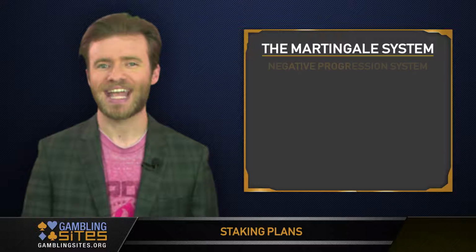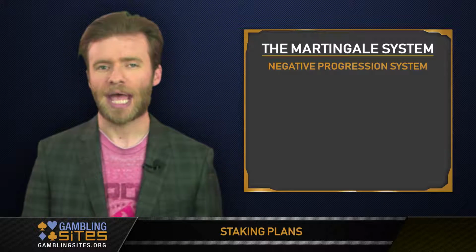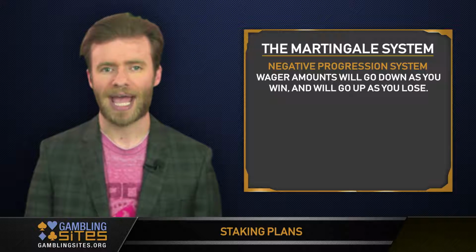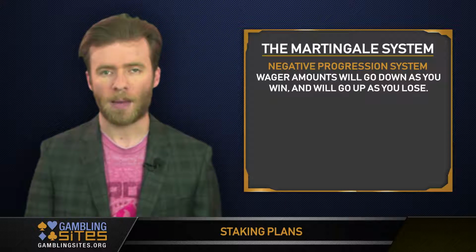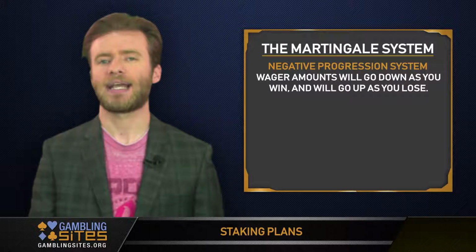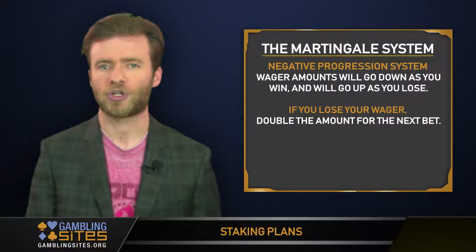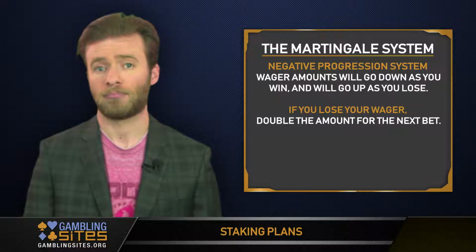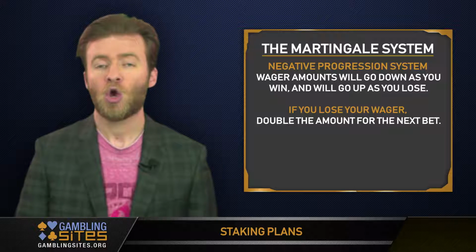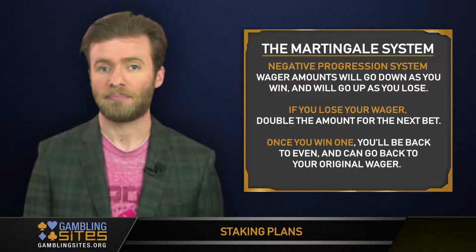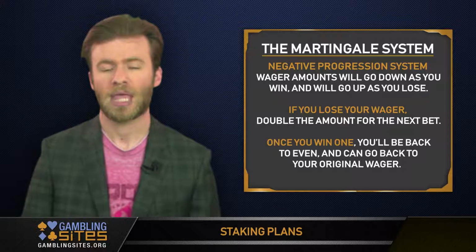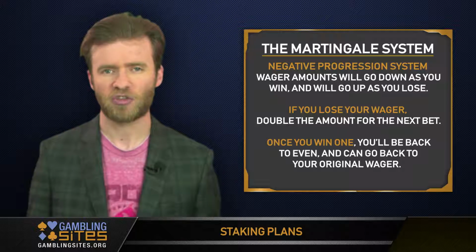This is considered a negative progression system. What that means is that your wager amounts will go down as you win and will go up as you lose. The basic concept is this: if you lose your wager, you double the amount for the next bet. Lose that one, double again. Once you win one, you'll be back to even and can go back to your original wager. It sounds simple, but there's a massive problem.